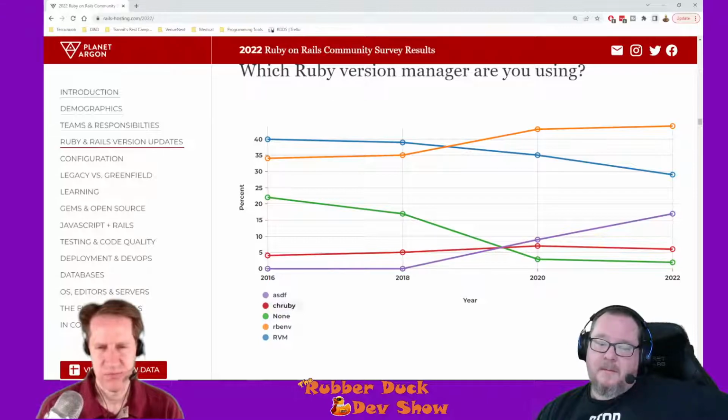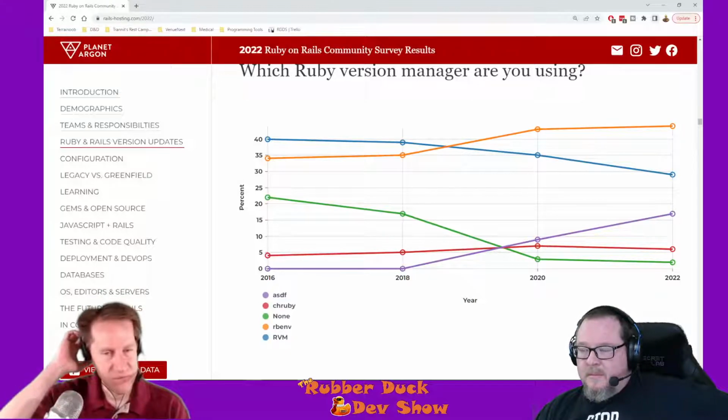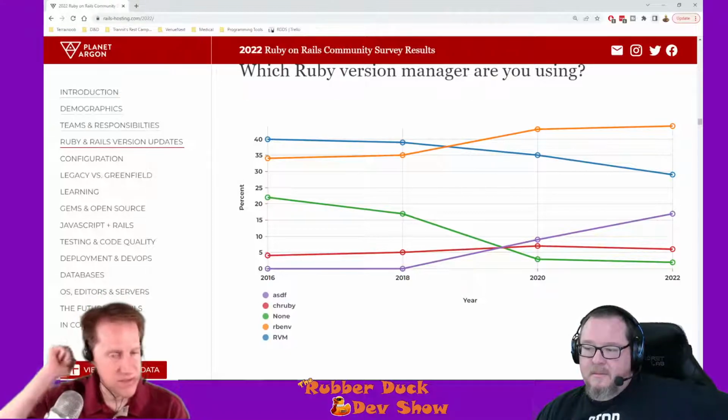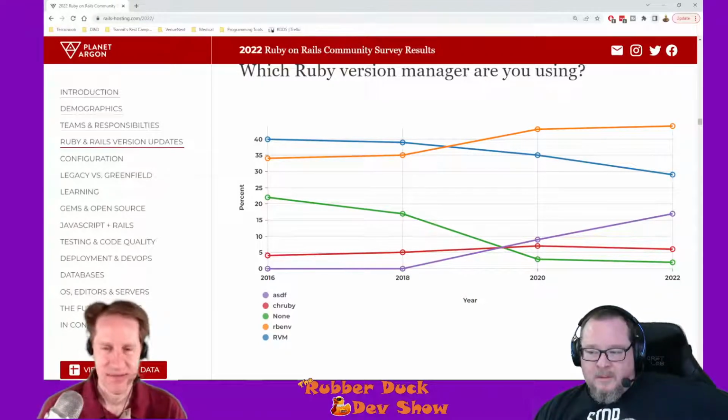What I like about RBENV even today is that essentially it's people from Basecamp who sponsor, set up, and run it. So if they're running it, it's kind of like, all right.